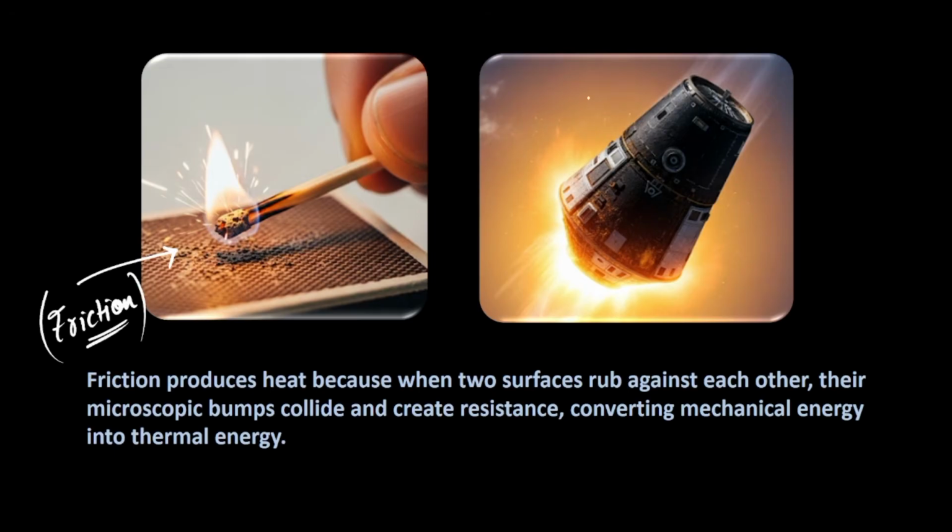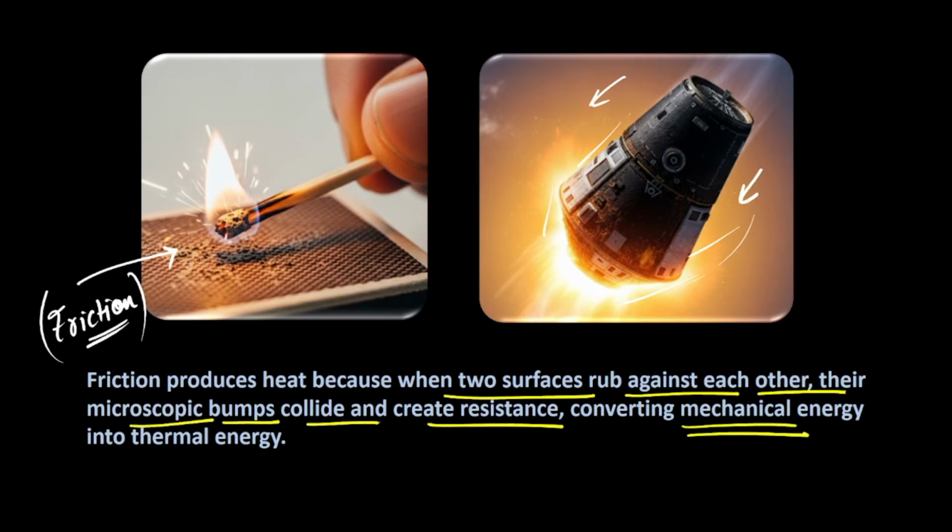But when a space capsule is entering the Earth's atmosphere, because of the friction created by the Earth's atmosphere, a lot of heat is created. At that time, this friction is not something desirable, right? Because it is ultimately affecting the structure of our space capsule. The reason the heat is produced is because when two surfaces rub against each other, their microscopic bumps collide and create resistance, converting mechanical energy into thermal energy.